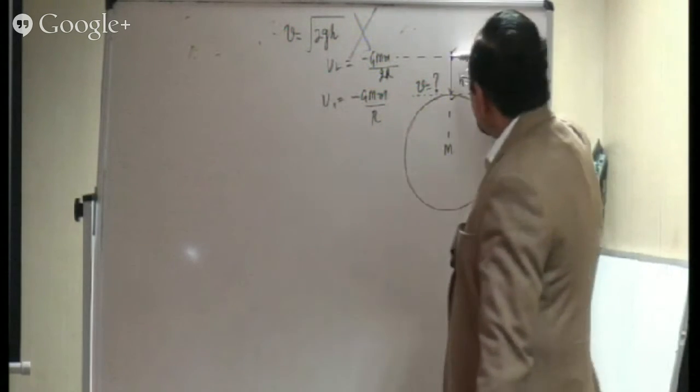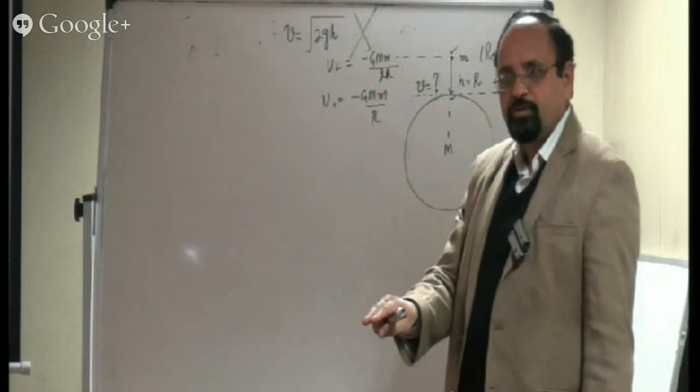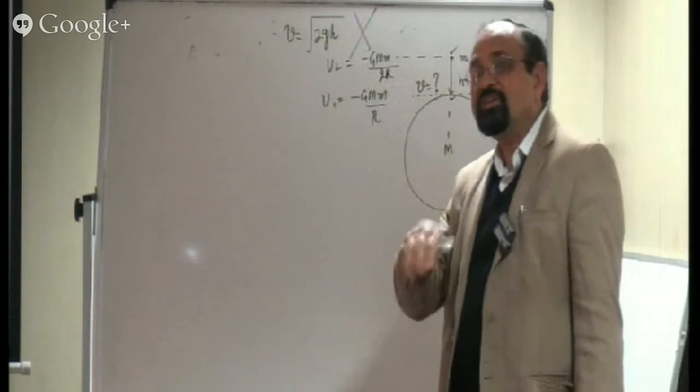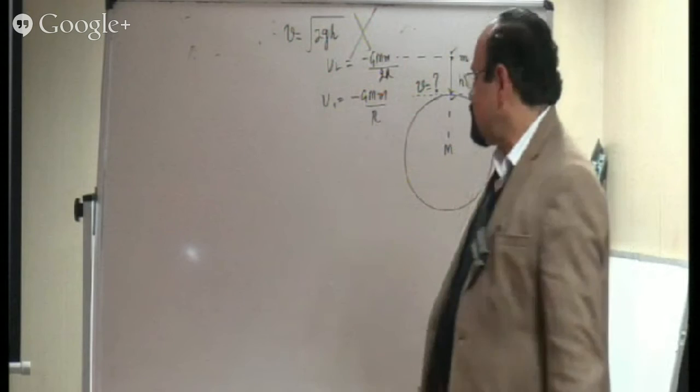So coming from this position to this position, the body is decreasing its potential energy. If there is a decrease in the potential energy, where is this energy going? It is converting into the kinetic energy. This is what the conservation of energy is.